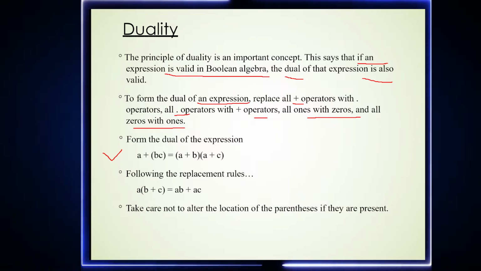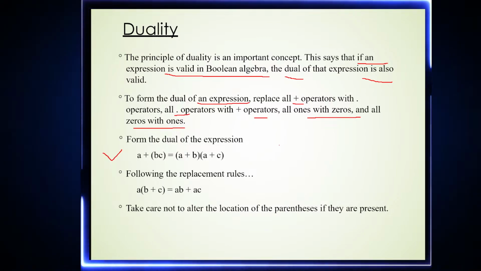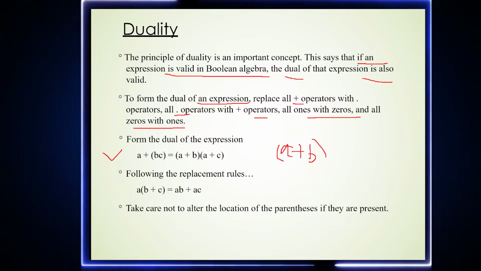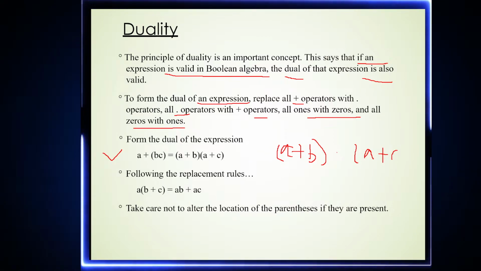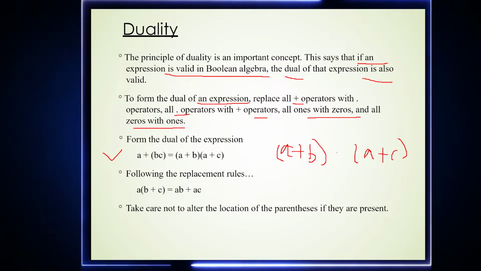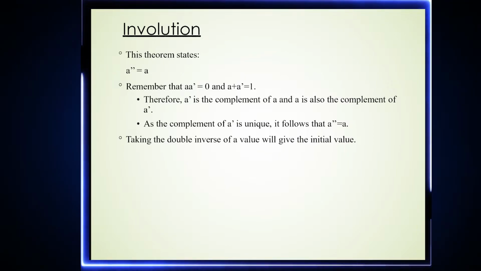So see, it is a plus (b into c). What they have done is it's equivalent to (a plus b) dot (a plus c). So this is nothing but the principle of duality. Now let's move on to the involution theorem.